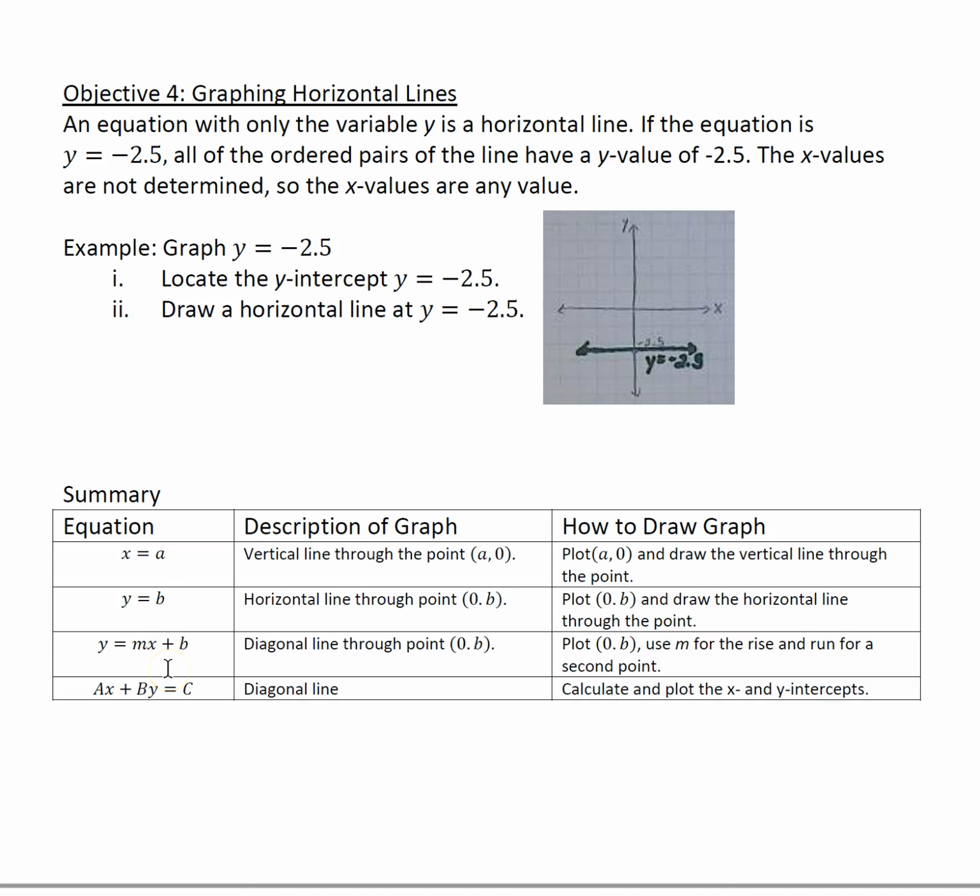Okay, we had y equals mx plus b. That was slope-intercept form. This is a diagonal line. It passes through the point (0, b). So on the y-axis, it's the y-intercept. Well, remember that number at the end is the y-intercept. So you plot that point, use the value for m for the rise and run to find your second or third points.